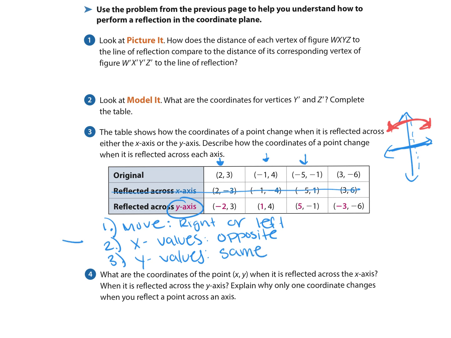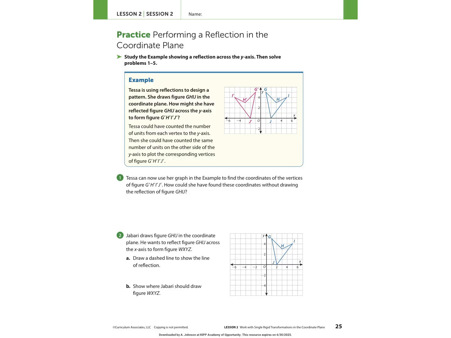So this is what we're going to add into our notes. When you reflect across y, y stays the same, x becomes its opposite, and your figure is moving either to the right or to the left. So what does it look like?